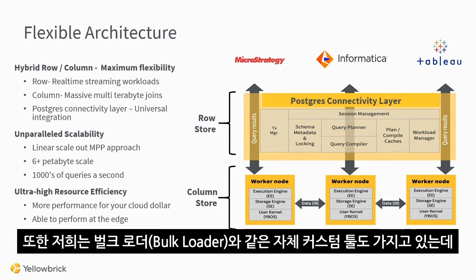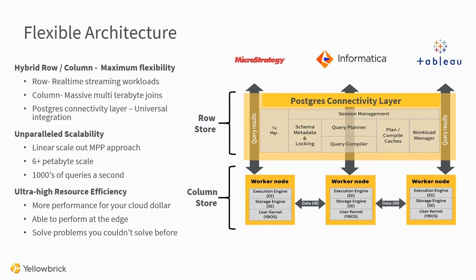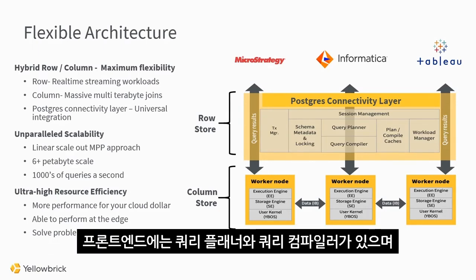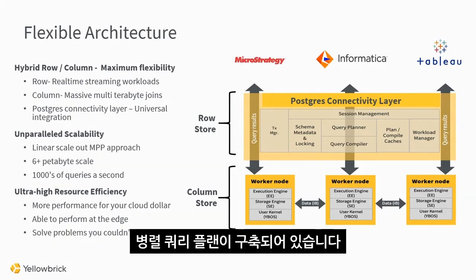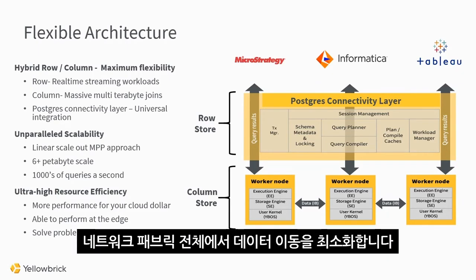We also have our own custom tools like our bulk loader, which is capable of loading 20 million rows a second plus and moving data at line rate, which we also integrate with our partners into ETL tools to optimize for data movement. Also in our front end, you'll see that we have our query planner and query compiler, and they build parallel query plans that optimize the use of storage, network, and compute resources for all queries. The query plans are built with data locality in mind and minimize data movement across the network fabric.